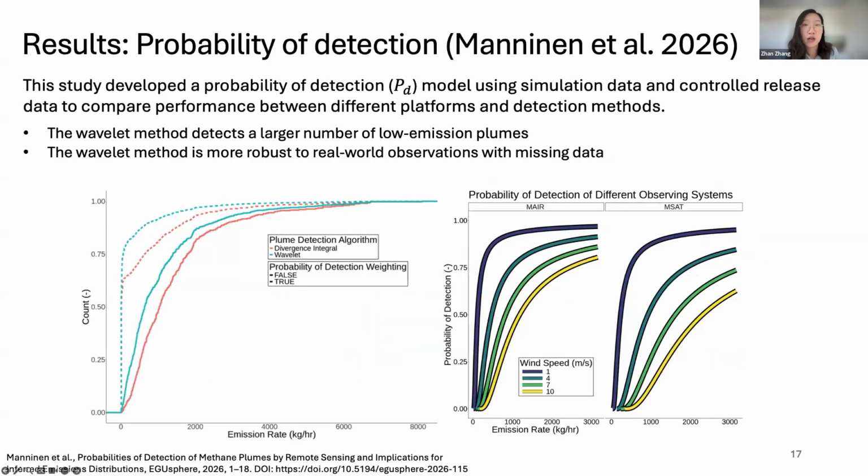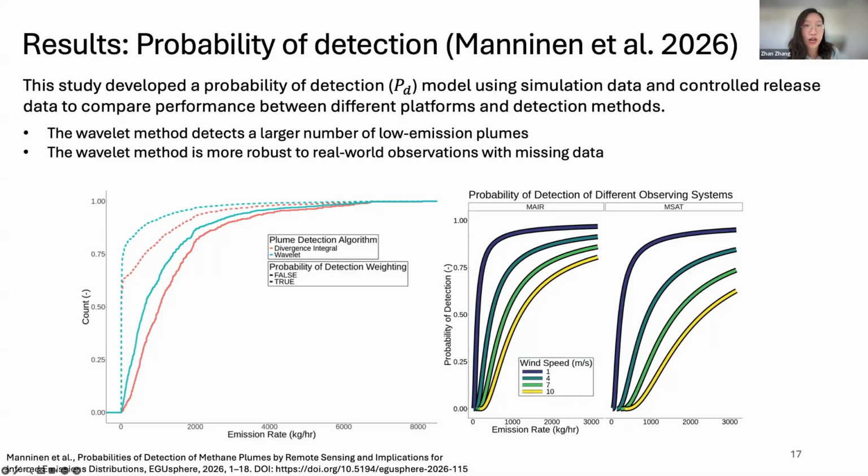And some of you may also wonder about the detection limits of MethaneAIR and MethaneSAT with the wavelet plume detection method. So here I want to refer to another work we did, which was led by a grad student of the group, Ethan Manningham. The paper is now in preprint, so feel free to check it out. The goal of this study is to develop a probability of detection model to allow for direct comparison between different observing platforms and different detection methods. The model here is trained on simulation data and then validated on control release data.